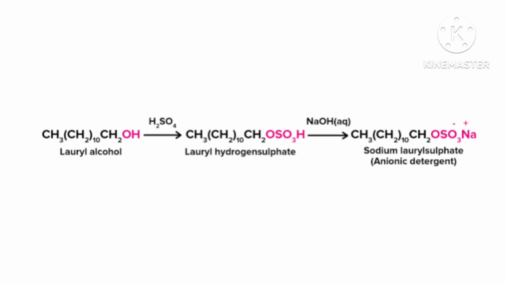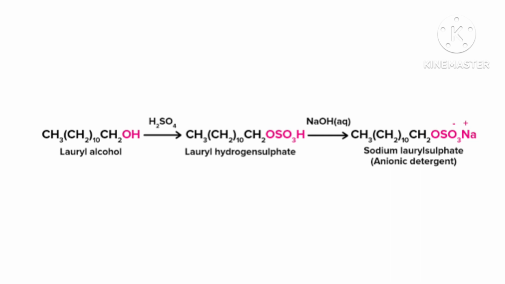Lauryl alcohol. You will take this alcohol plus H2SO4. Then what will happen? The OH from the alcohol, lauryl alcohol, will go in presence of the acid H2SO4. H will go from H2SO4. What will be remaining? HSO4 minus will be remaining. Then this H plus and OH minus will go as water, and the negative hydrogen sulfate will join in the place of OH. Then you will get lauryl hydrogen sulfate.